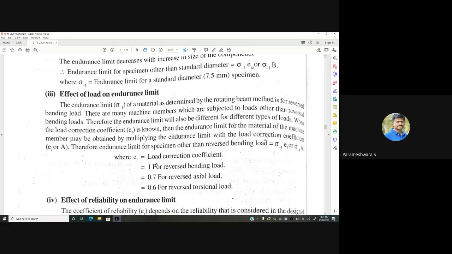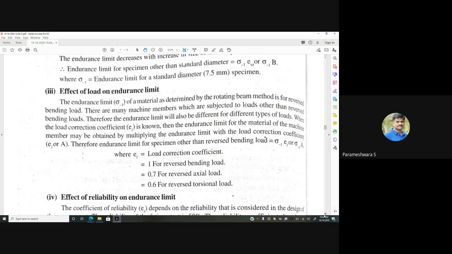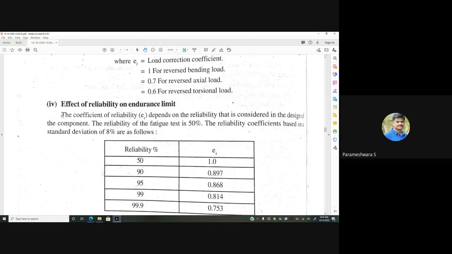So while considering a load correction coefficient, it is considered to be 1 for reverse bending condition. So you should remember this value: the load correction coefficient is equal to 1 for reverse bending load, 0.7 for reverse axial load, and 0.6 for reverse torsional load. After that, one more factor, that is the effect of reliability on endurance limit.